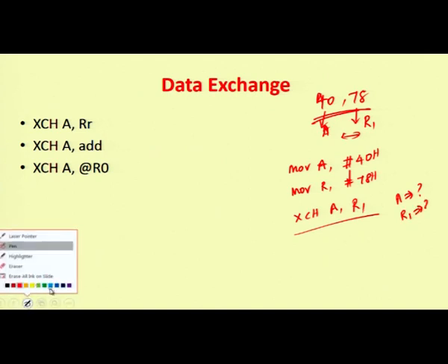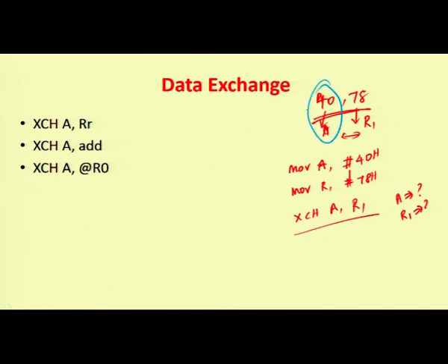Initially you have initialized the value accumulator as 40. Now, the accumulator value was 78. Now, the R1 value was 40. So, both values are interchanged, for that we are using this.